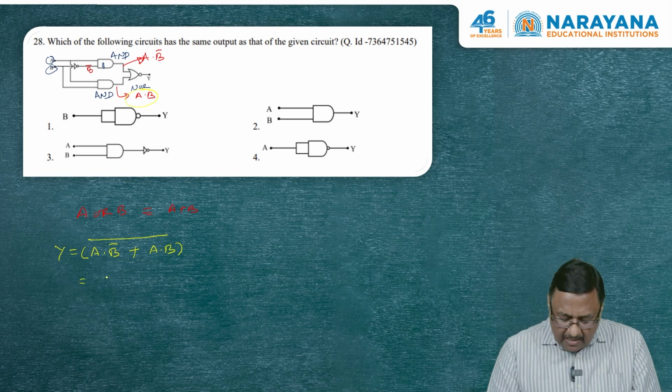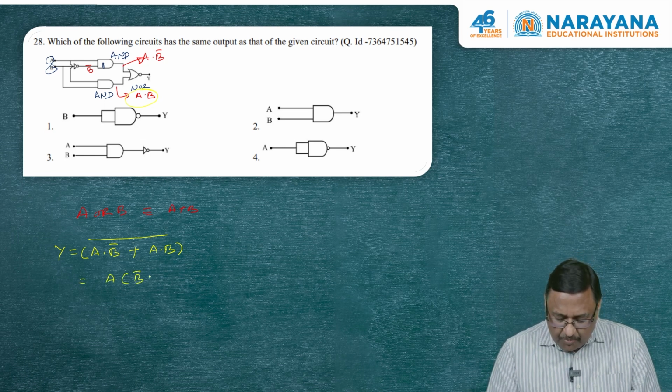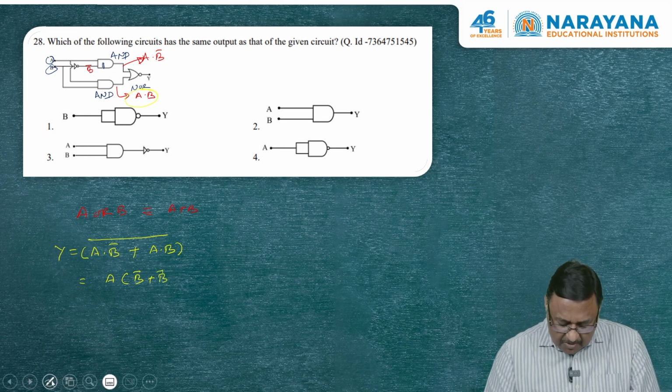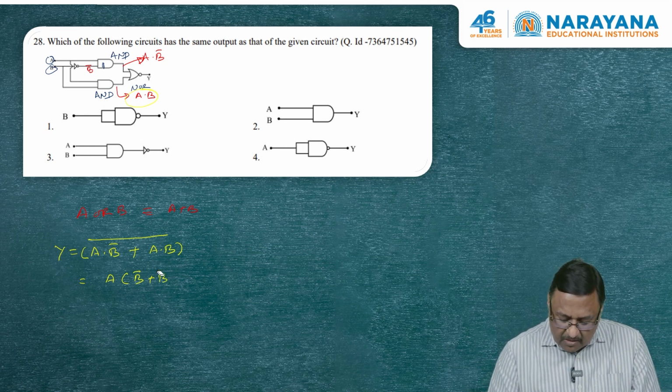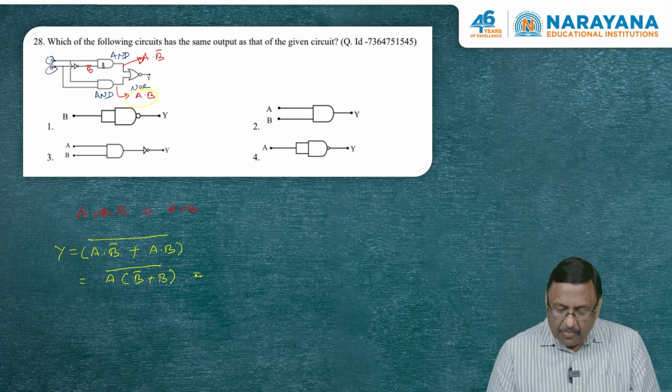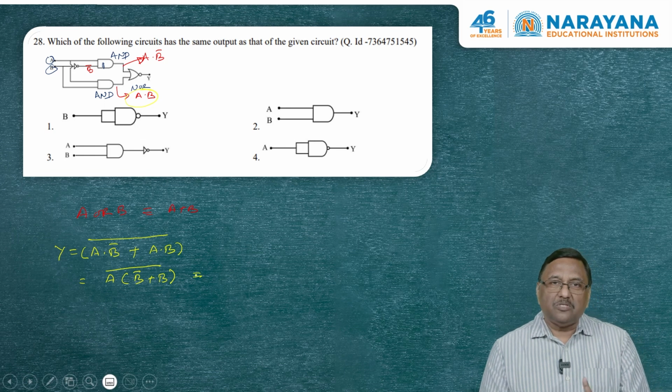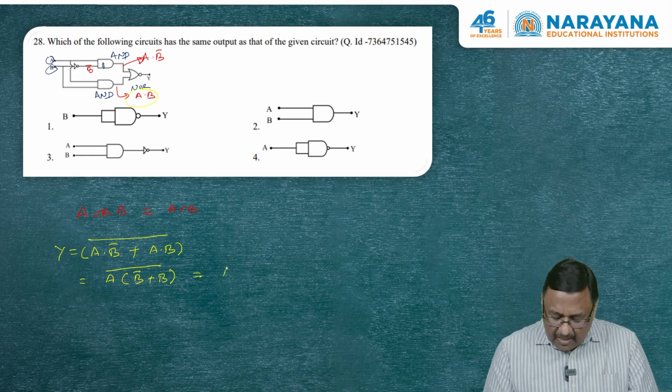That simply indicates that A is common from these two. I can write it as A dot, B bar plus B, whole bar. And that makes it B bar plus B. We know very well that B bar plus B is going to be 1 only. So I can write it is going to be A dot 1, whole bar.